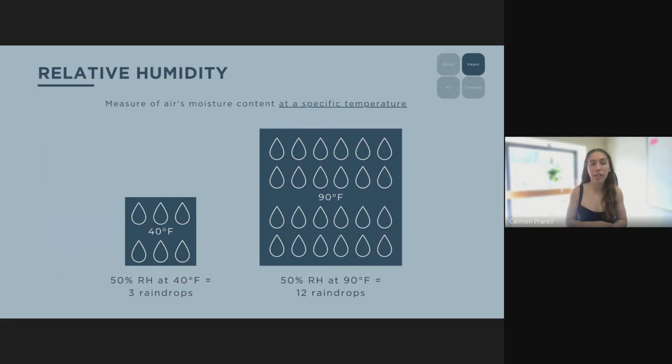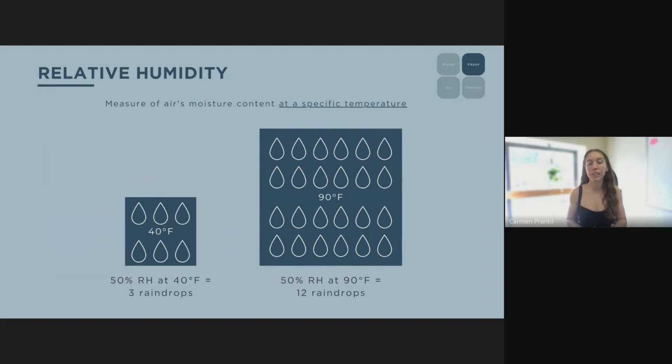So this is going to be the measure of the air's moisture content at a specific temperature. And this is important because warm air can actually hold more moisture than cold air. So for instance, let's say 40 degrees can hold 6 raindrops of water, and let's say 90 degrees can hold, what did I put on there, 24 raindrops of water.